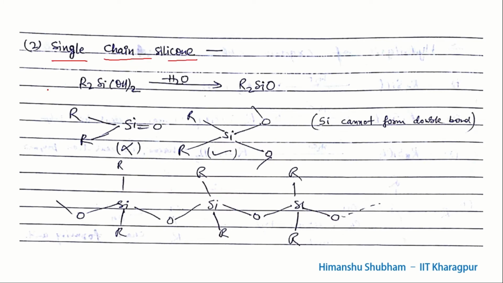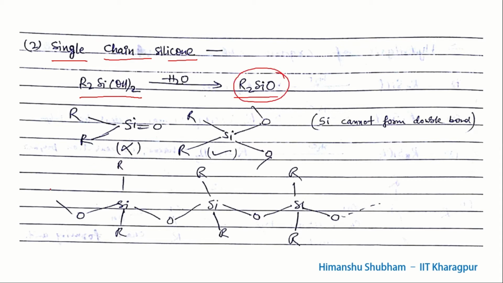Now the second kind of silicones are called single chain silicones. Single chain silicones form by the combination of several chain forming units of silicones. As in this example, we can see that several units of R2Si(OH)2, which is a chain forming unit, combine to form R2SiO. Now this R2SiO is one unit of this chain.